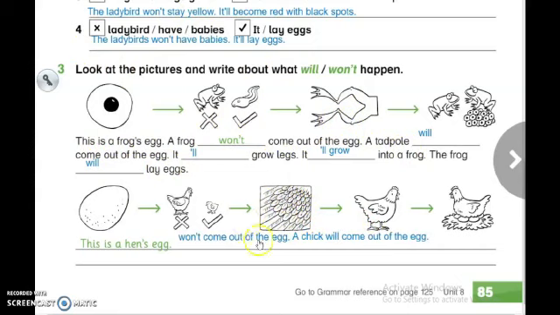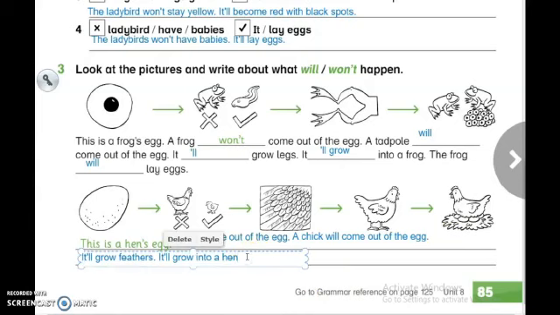Now look at this picture. We can say it'll grow feathers. Then it'll grow into a hen. And the last stage, we can write, then the hen will lay eggs. So here we have to complete this stage.